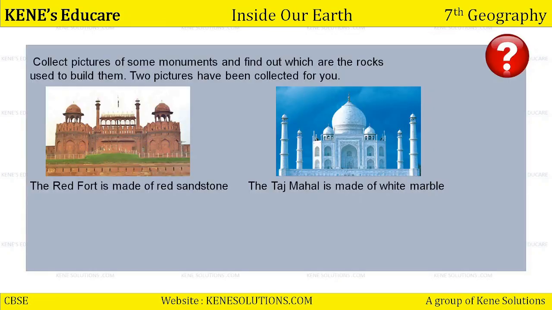Alright. Now children, here is an activity for you. You have to collect some pictures of some monuments and find out which are the rocks used to build them. Okay. Two pictures have already been collected for you. First is the Red Fort and second is the Taj Mahal. The Red Fort is made up of red sandstone and Taj Mahal is made up of white marble. Now you have to collect some more pictures of the monuments and you have to find out कि वो कौन से rocks से बनी है वो monuments.